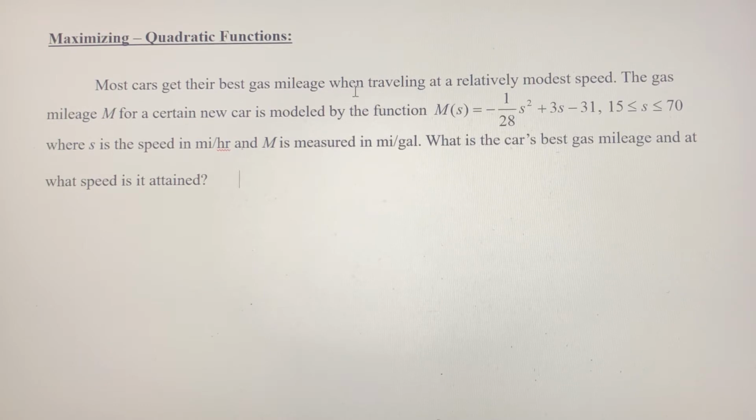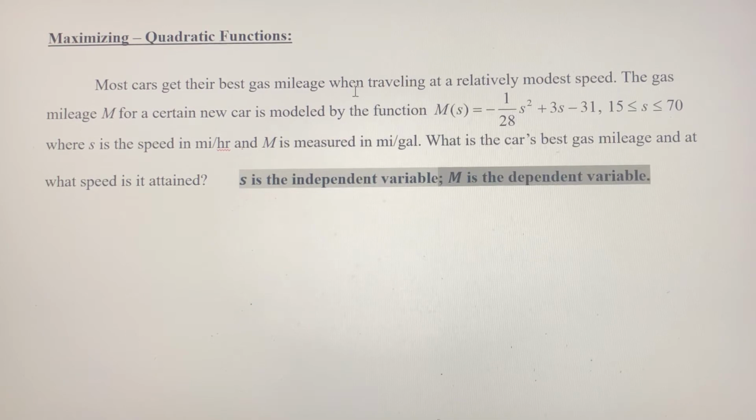This model only works over the domain of a speed from 15 miles per hour to 70 miles per hour. Again, s is the speed in miles per hour, and m is the mileage, gas mileage in miles per gallon. What we want to do is figure out what the car's best gas mileage is and what speed makes that happen. So s is the independent variable, so we'll think of s as the x variable here, and m is the dependent variable. If you're thinking of y and x, s would be the x coordinate, m would be the y coordinate. s is independent, m is dependent.